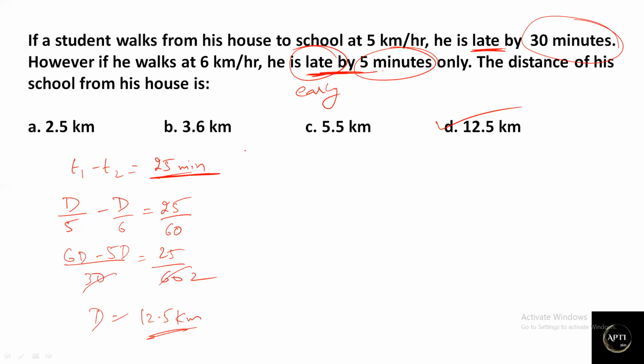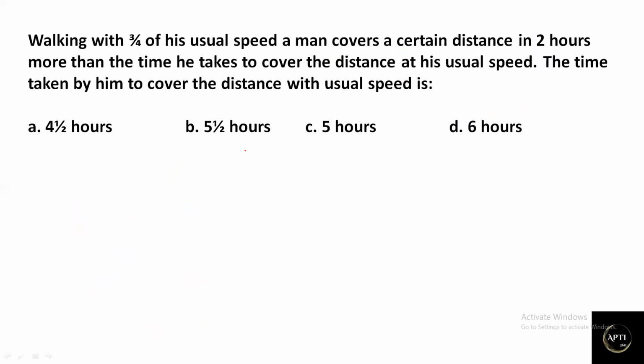Already we solved a similar type of question previously. Next one. Walking at 3 by 4th of his usual speed, a man covers a certain distance in 2 hours more than the time he takes to cover the distance at his usual speed.